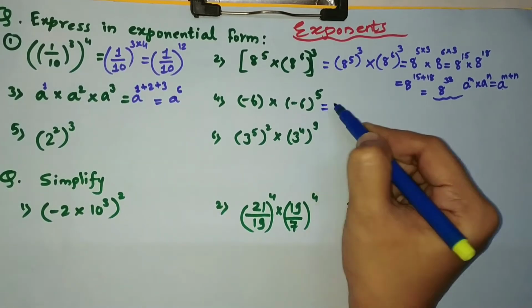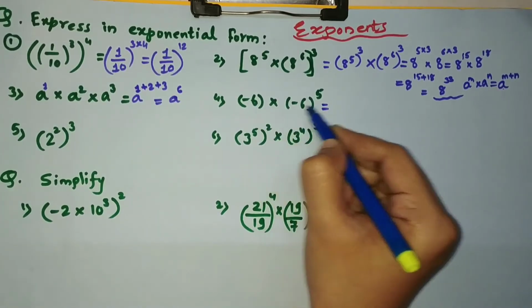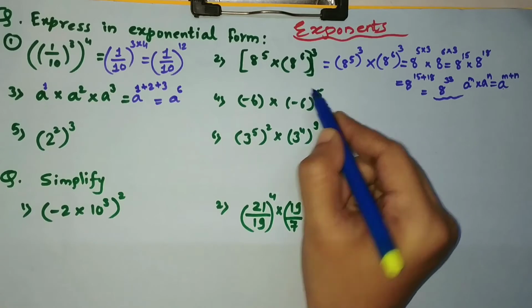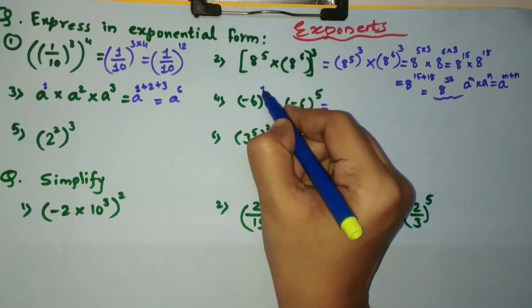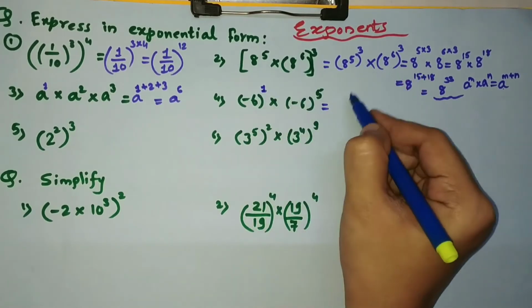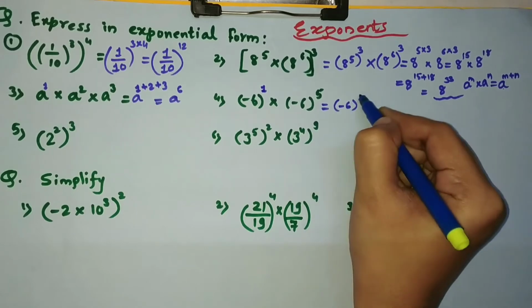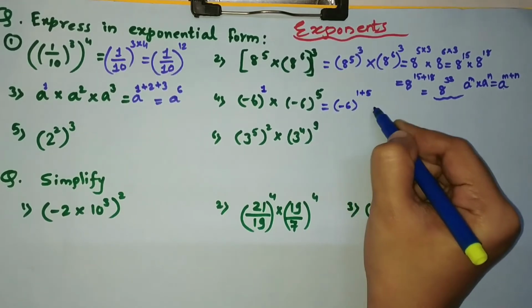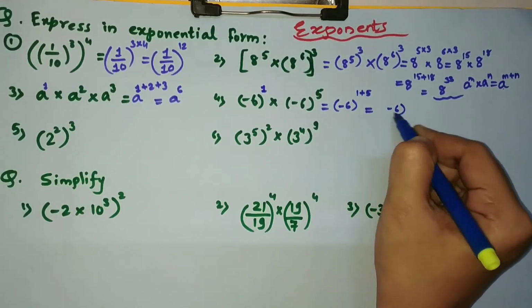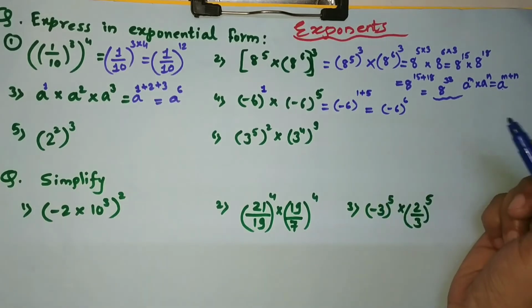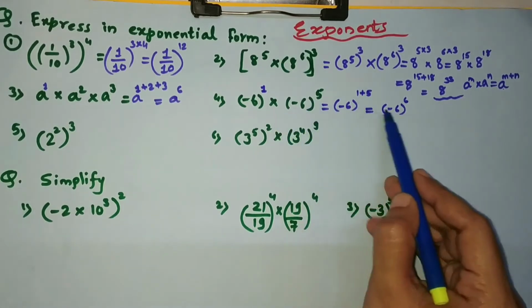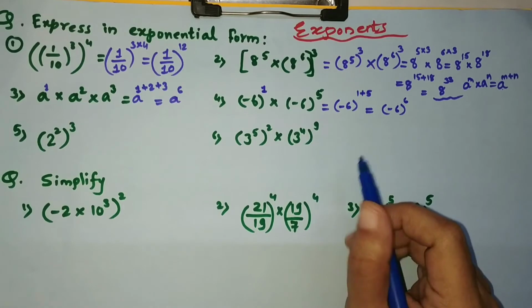Again, friends, we are having here minus 6 multiplied by minus 6 to the power 5. So when minus 6 is there, the power is 1 itself. So we'll write minus 6 to the power 1 plus 5. That means minus 6 to the power 6. We'll get minus 6 to the power 6.